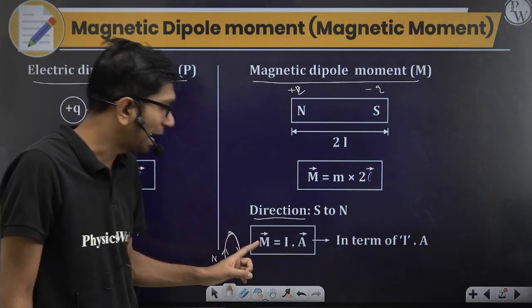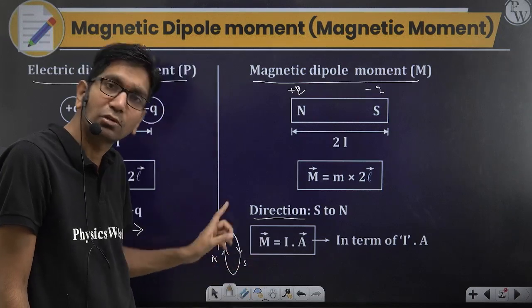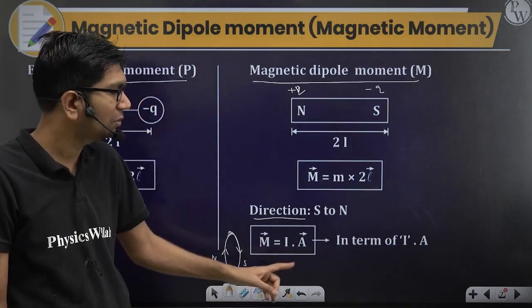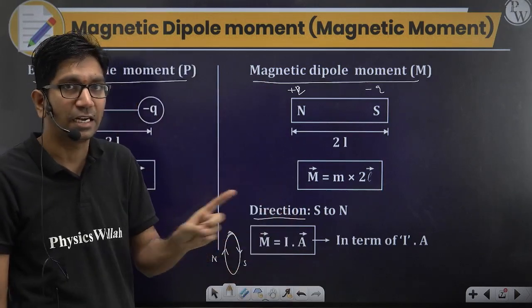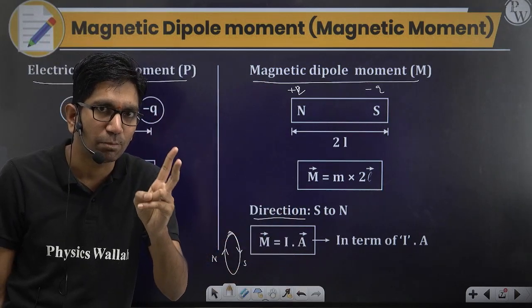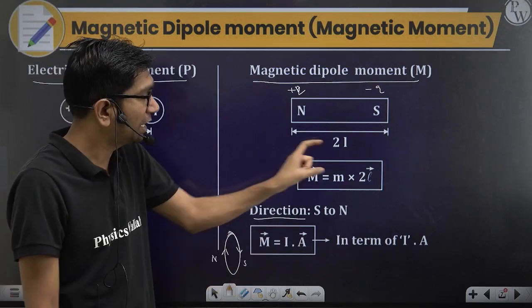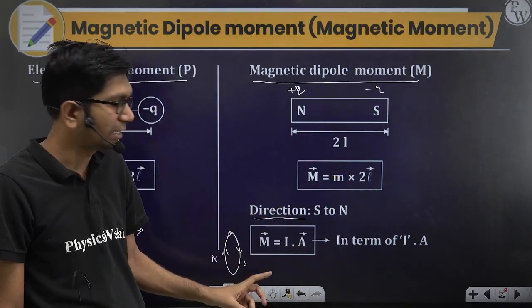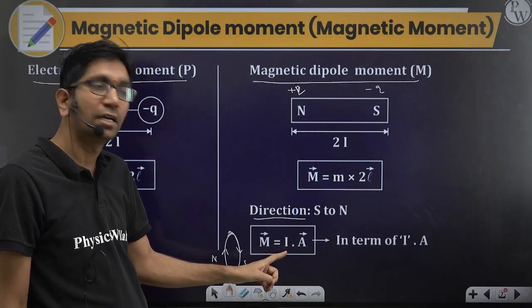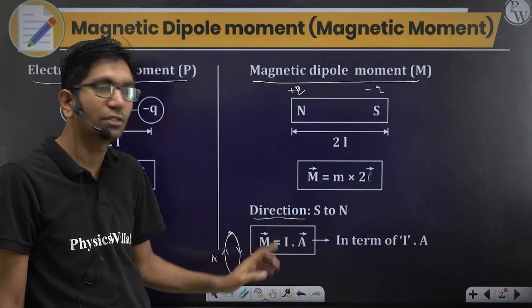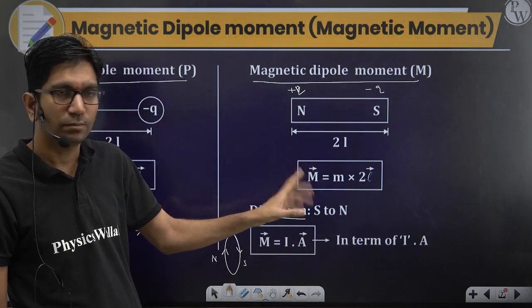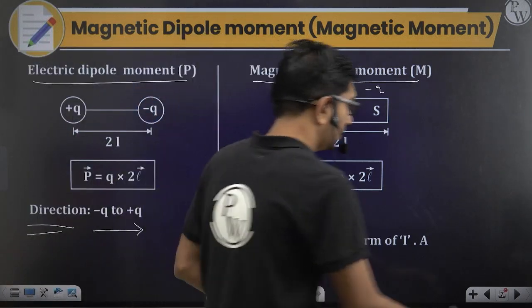Okay, so the magnetic dipole moment formula due to the current carrying coil is what? Current into area. For the magnetic dipole moment we have two formulas. One is due to the bar magnet and one is due to the current carrying coil. So current is I and the area of cross section is A. Is it clear? So till here it is clear for you all.